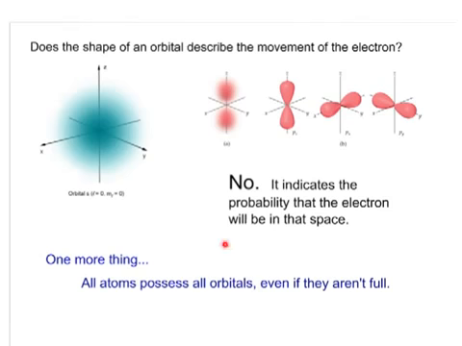And one more thing, we had mentioned this before, that all atoms possess all orbitals, even if they aren't full. So here, let's say this is a hydrogen atom with its 1s orbital. It possesses all of the other orbitals. It has level 2 for principal quantum number. It has level 3, level 4, and it has p orbitals in there. Even if the electron isn't occupying them, those orbitals exist, so that if energy is absorbed by the electron in that atom, it will be able to move into those higher energy level orbitals and some of those other orbitals. So even if they aren't full, they're still there. Doesn't mean they don't exist.